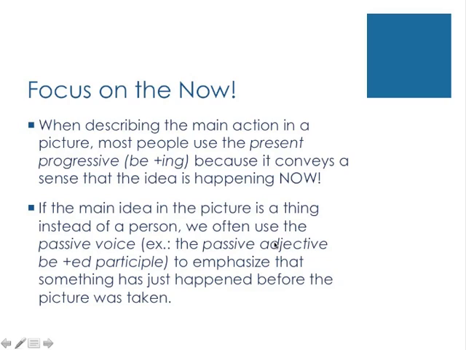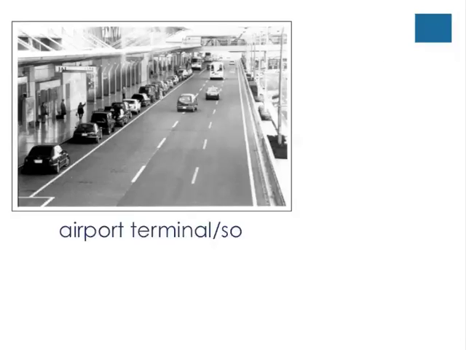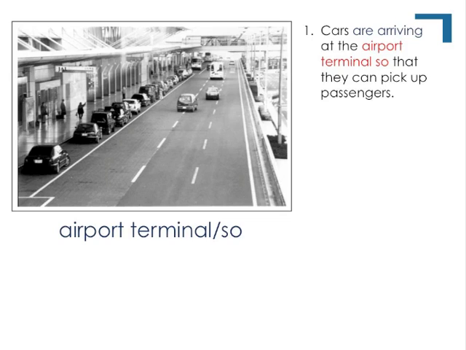Present progressive, or if we're describing a thing instead of a person, then sometimes we might even use the passive voice. Perhaps using a passive adjective, or using be plus an -ed participle to emphasize that something has just happened before the picture was taken. So again, these are two kind of suggestions when it comes to constructing a response. So now let's think about some sample responses. Let's take a look at some of the ones I came up with.